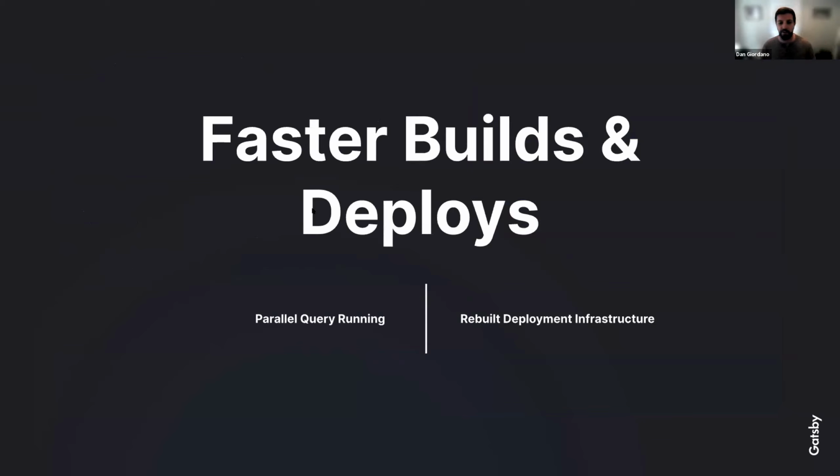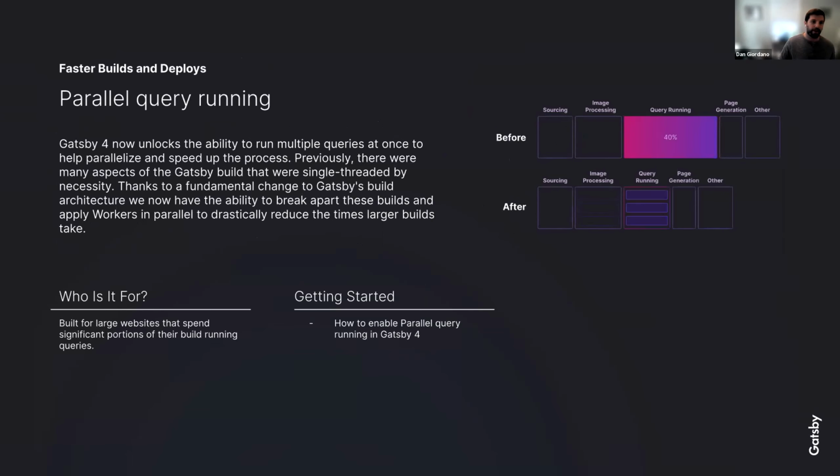Use case is DSG. All right, so faster builds and deploys. This is the second part of Gatsby 4. It's less on the rendering side and much more on actually getting it out the door. The first one is pretty big for us. It's parallel query running. And it's basically just the ability to run queries in a multi-threaded manner.